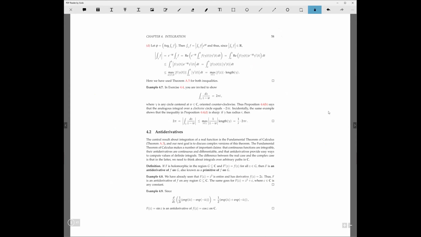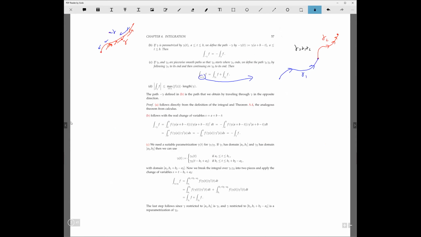Okay, so continuing along. One more thing I want to point out on page 57 is this part D. So I just showed this part right here, where if you got two different paths, then you can split up into the sum of the integrals over the paths. Okay, part D. This is known also as the ML inequality.